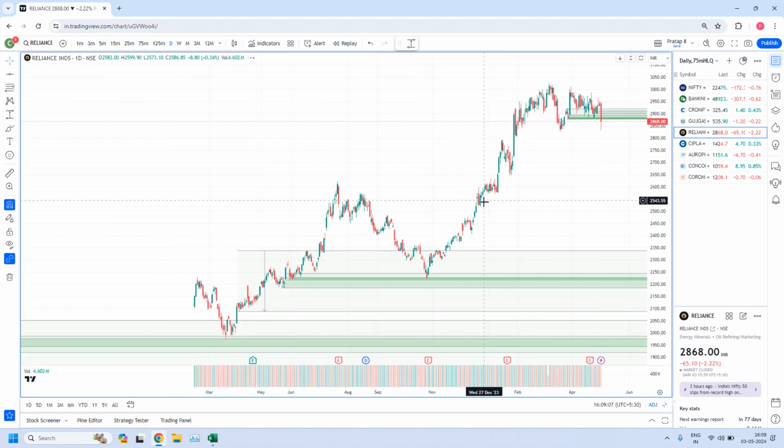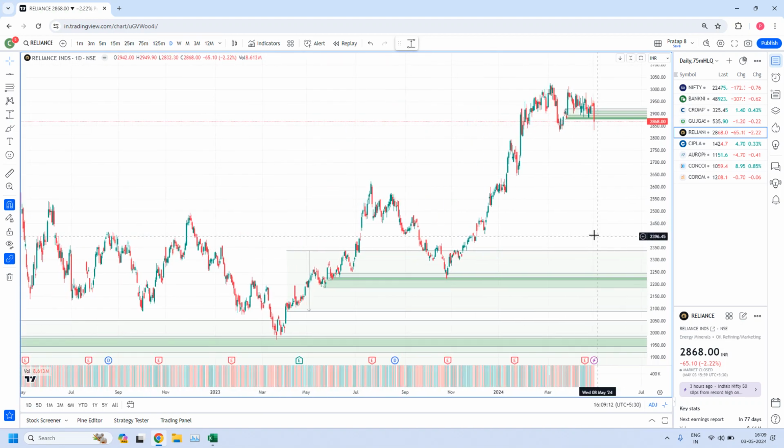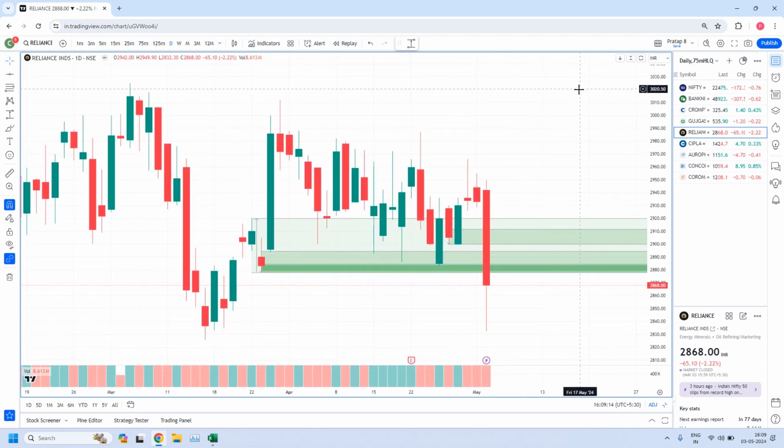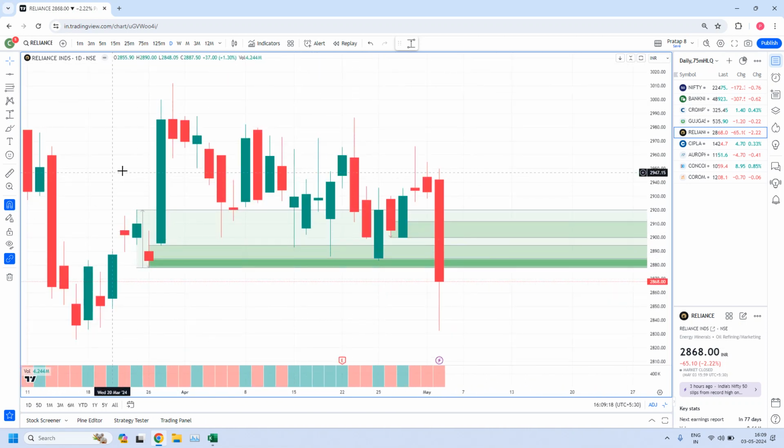We know that the zone will be violated. The reason is Reliance didn't have any fine-tuned fresh zone. We have a tested zone. See here, previously we discussed.